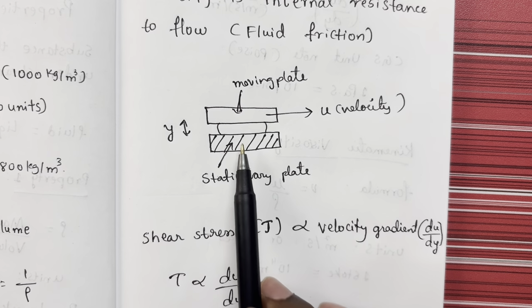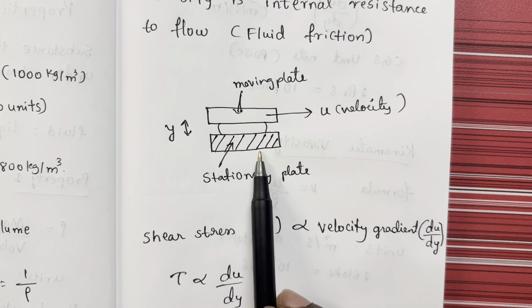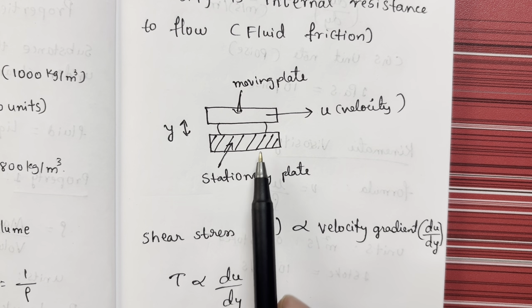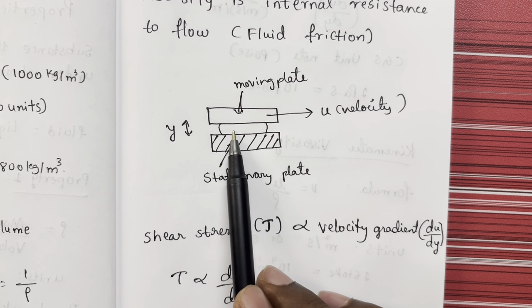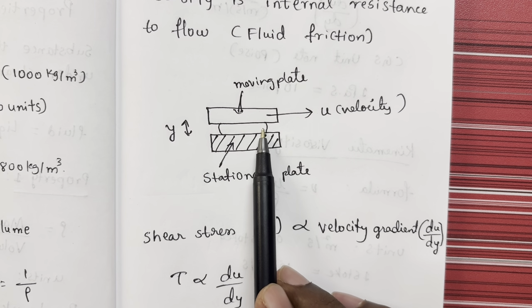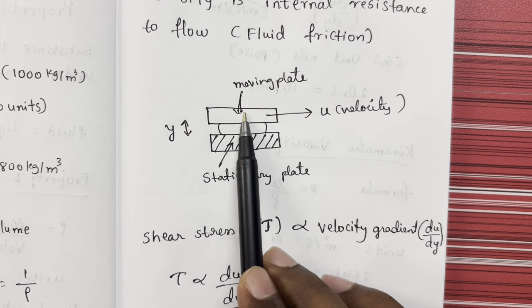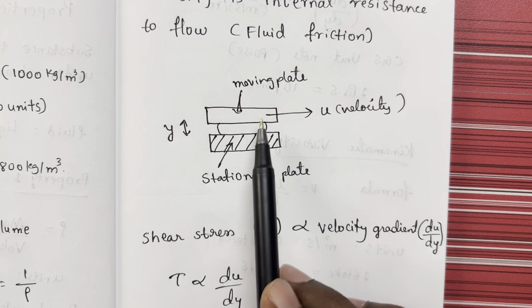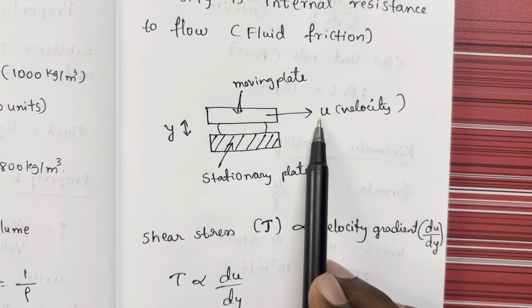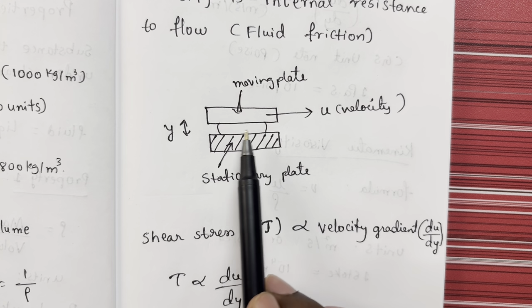Now, take one plate. Imagine you have a solid flat plate, which is stationary, and on top of it we have a layer of fluid. This is fluid. On top of the fluid, we put one more plate. Now we move this plate at velocity u, and assume this is a no-slip condition.